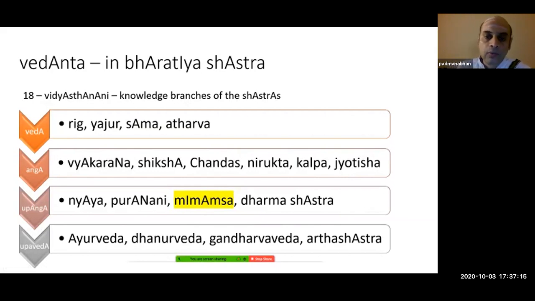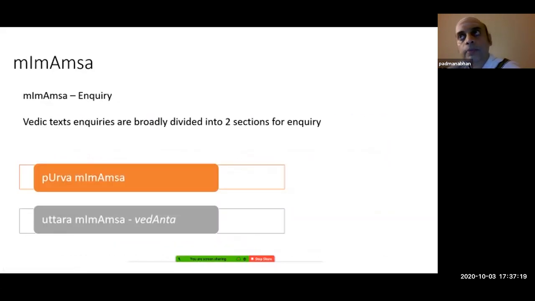So let us understand what Mimamsa Shastra is. Mimamsa means inquiry. We often hear the word inquiry in our newspapers, like a crime inquiry and all those things. They are all happening at a human level. But this inquiry is more at the Shastras level. So what does it mean?